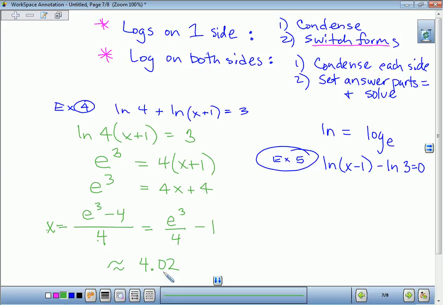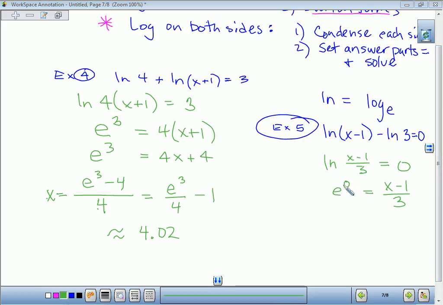Okay. All right, example 5. Subtraction is rewritten as what? Division. So when I condense this side, do I have logs on one side or logs on both? One. So when I have logs on one side, what do I do at this point? Rewrite. Switch forms. So it becomes, what's my base? e. What's my exponent? 0. And the answer part is (x minus 1) over 3.